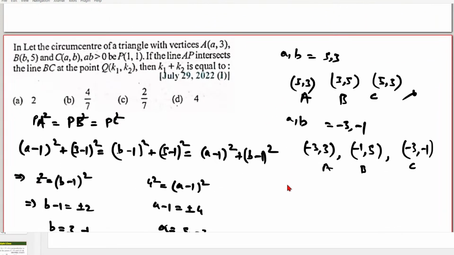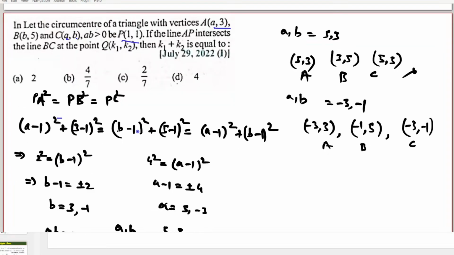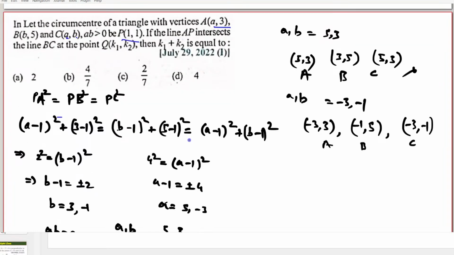What does that mean? What is PA square? Distance between this (1, 1) and (a, 3). That is nothing but (a minus 1) whole square plus (3 minus 1) whole square. Right. PA square. That's why there is no more square root. This is equal to PB square: (b minus 1) whole square plus (5 minus 1) whole square. PB square. This should be equal to PC square: (a minus 1) whole square plus (b minus 1) whole square. Okay. We have these three terms: first one, second one, and third one.